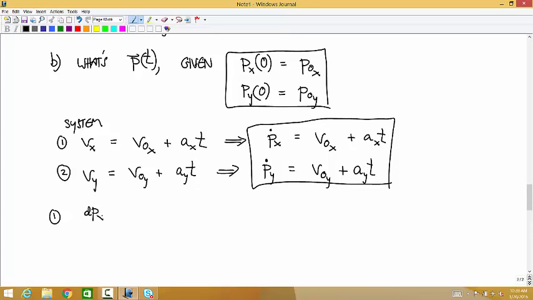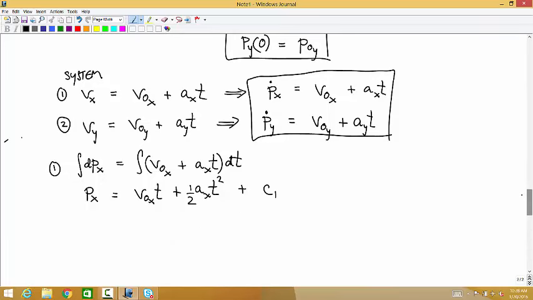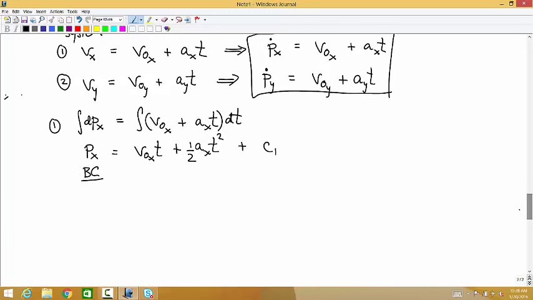we have dpx is equal to v0x plus axt dt. Integrate both sides, and you get px is equal to v0xt plus 1/2 ax t squared plus c1. And we can use this first boundary condition that says when t is equal to 0, px is equal to this constant p0x. So we have p0x is equal to 0 plus c1. So c1 is equal to p0x.